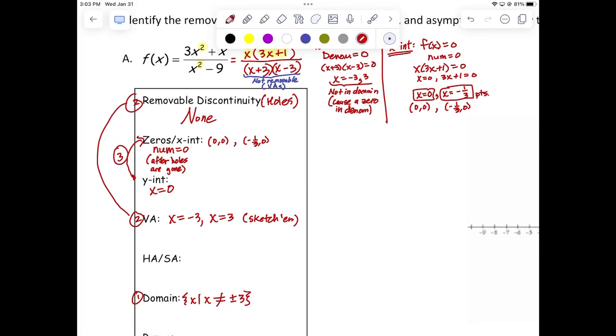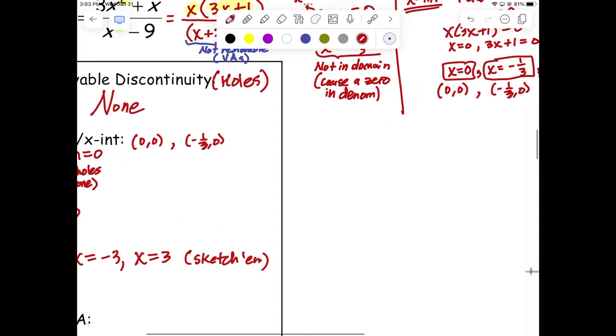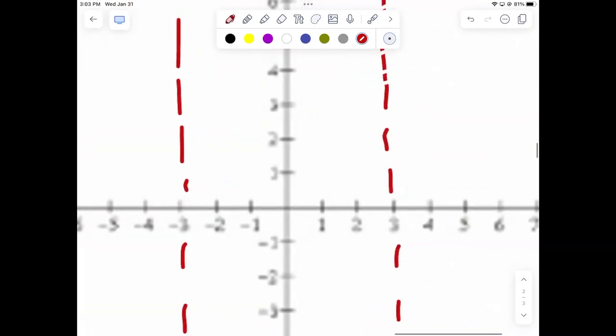Now, once we have 2 points, can't we plot them? So as soon as you find them, sketch them. Sketch them as you find them. All right, let's plot the 2 points. 0, 0, that's the origin. And -1/3, 0. Ay caramba.